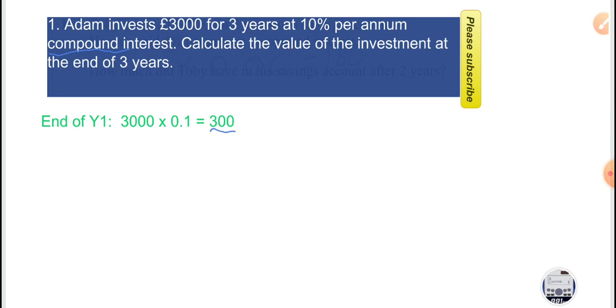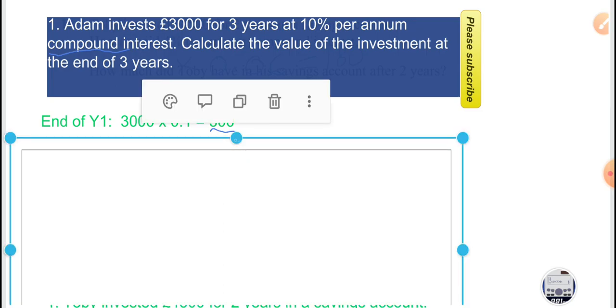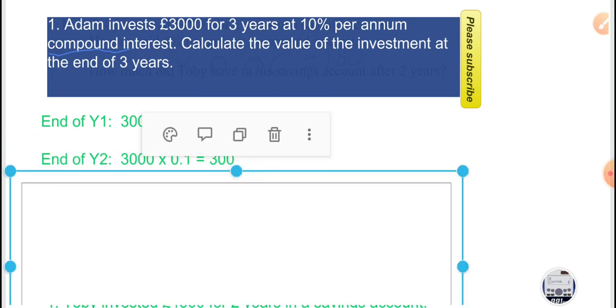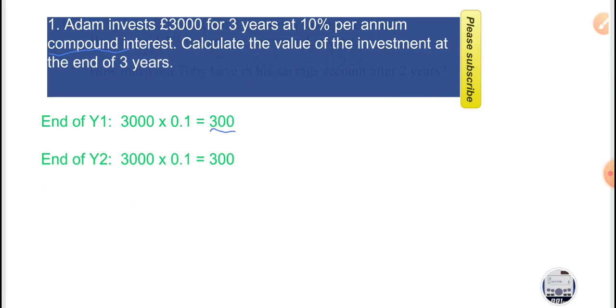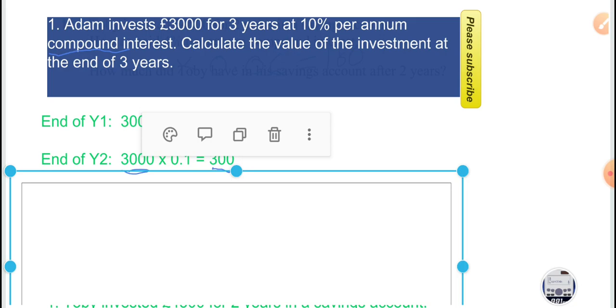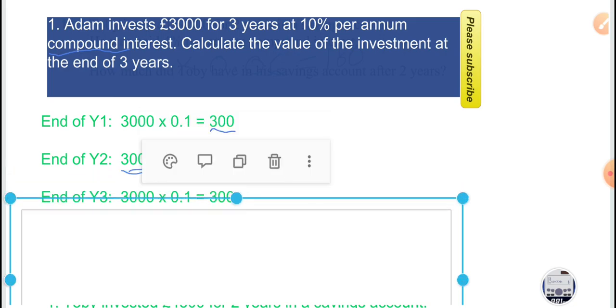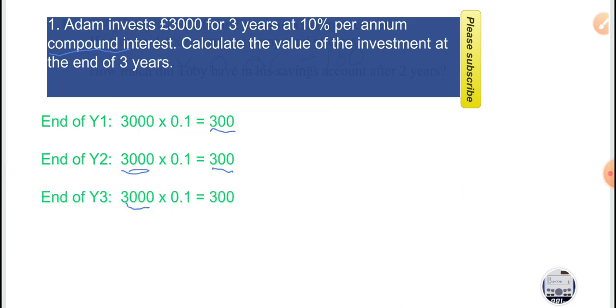And because it's simple interest, at the end of the second year, he will earn another 10% on his £3,000. So that will be another £300 interest gained. That's profit. And then at the end of the third year, he will have another 10% of his original £3,000, which will earn him another £300.